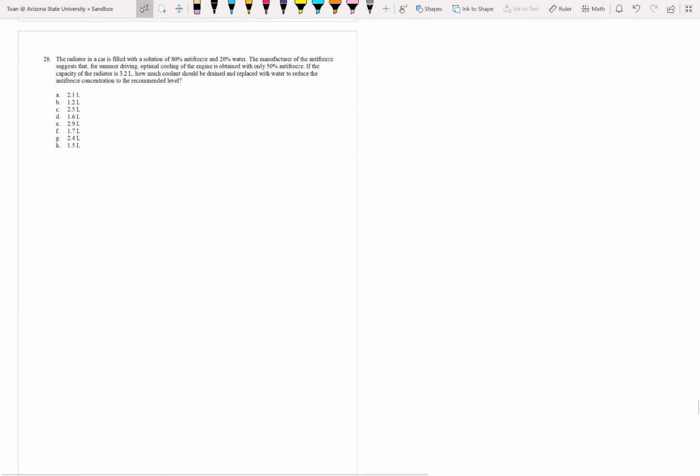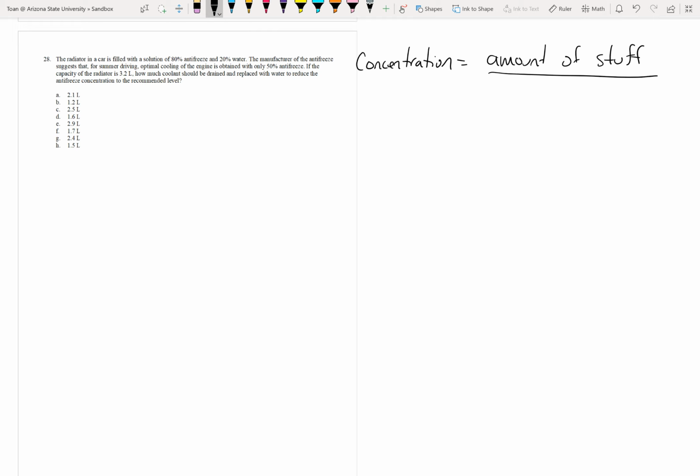Number 28 was our mixture problem, our concentration problem. So we just have to remember that concentration is equal to the amount of stuff that you're focusing on. It's the concentration of acid, so it's the amount of acid. It's the concentration of orange juice, so it's the amount of orange juice. Whatever the concentration is focusing on, it's the amount of that stuff on top divided by the total volume. So the general idea is to start with the concentration they give me, set it equal to the final concentration you want, and change the fraction depending on the story.